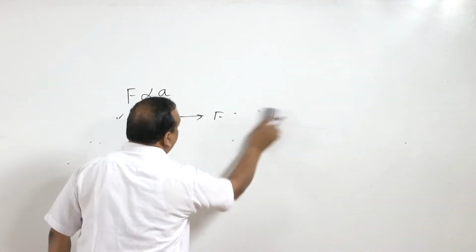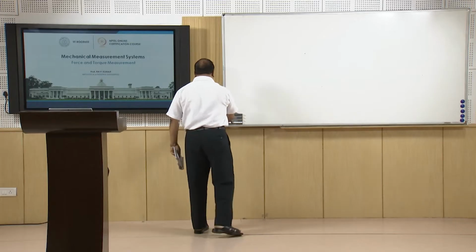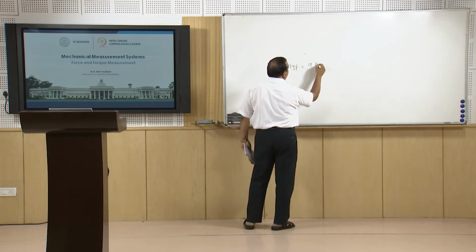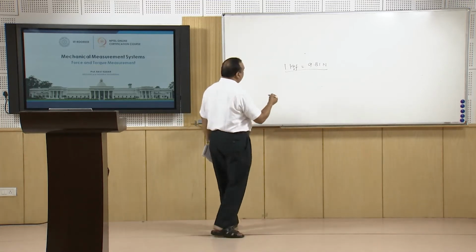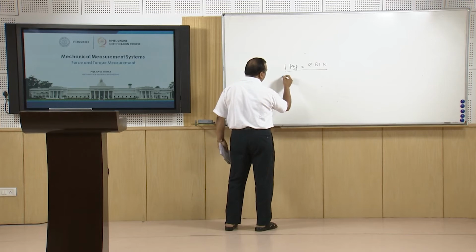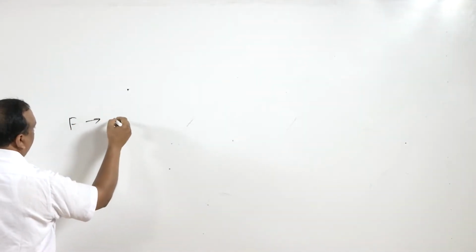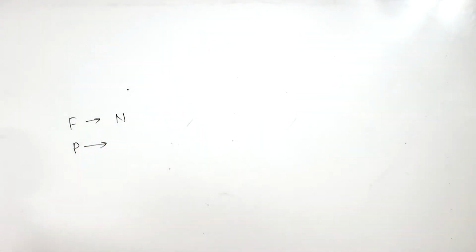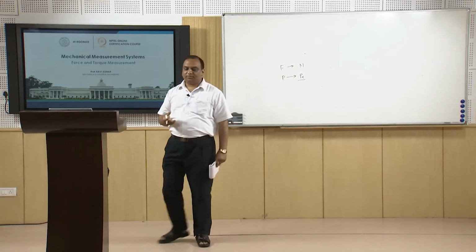Force is also expressed in terms of kilogram force, in MKS unit. So 1 kilogram force is equal to 9.81 newtons. But in SI unit, force is expressed in newtons, and any amount of pressure is expressed in terms of Pascal and kilopascal. Even very low pressure is expressed in terms of pascals.